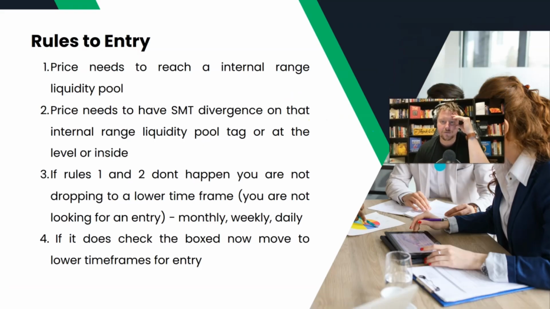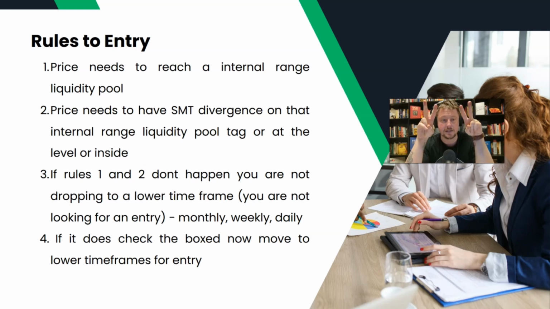So rules for entry. Price needs to reach an internal range liquidity pool or external range liquidity. There has to be something that the market just went to, and then the SMT is created. There has to either be a fair value gap. It just basically cleaned up all the candles that it left orders open on at the top or at the bottom. And then now there's an SMT. Boom. Now we're looking for an entry point. Price needs to have SMT divergence on that internal range liquidity pool tag, or at the level or inside.